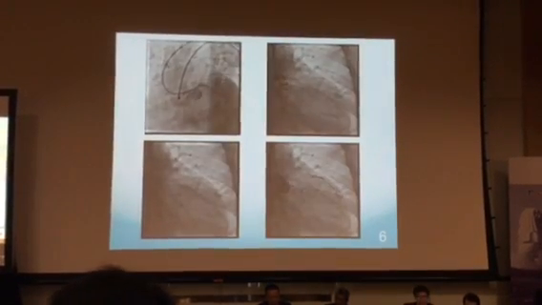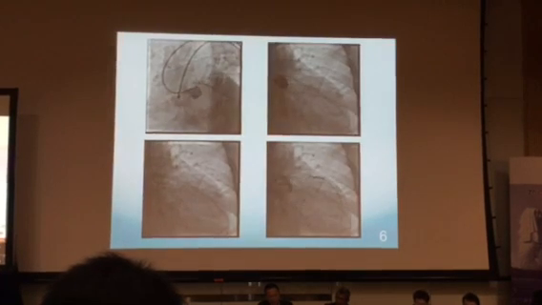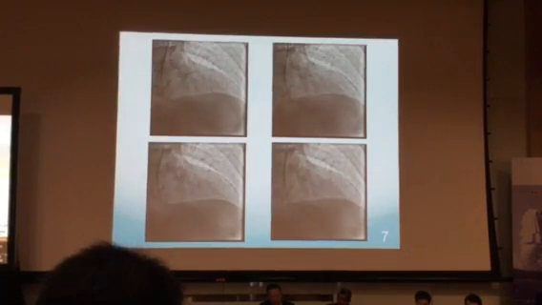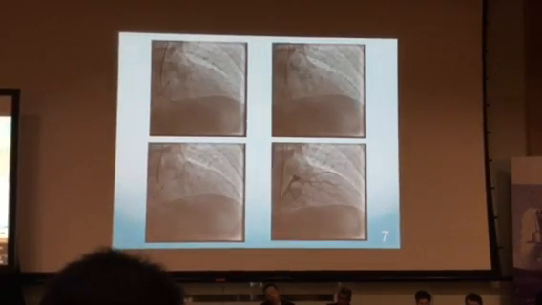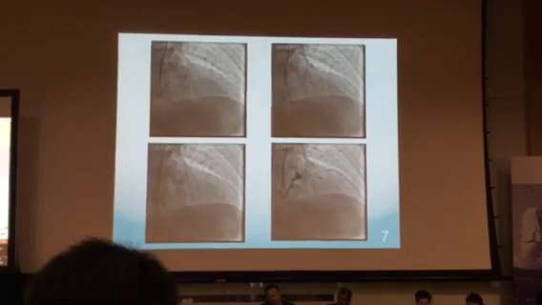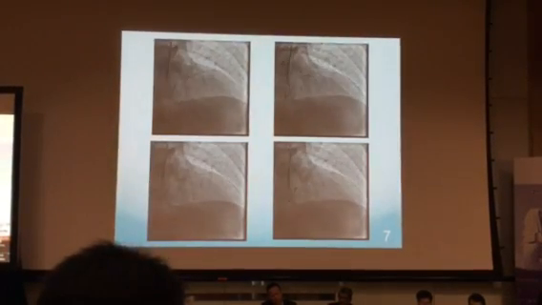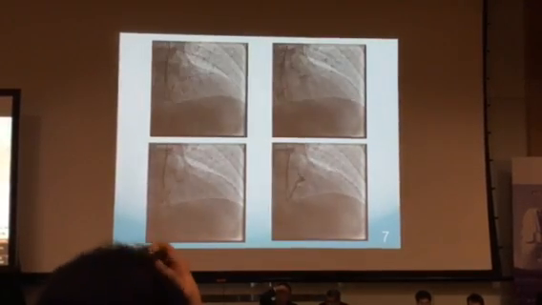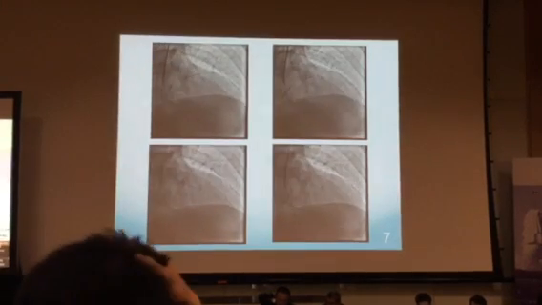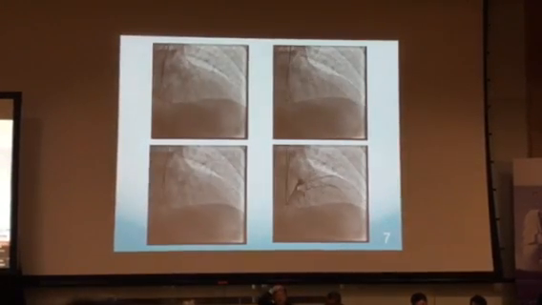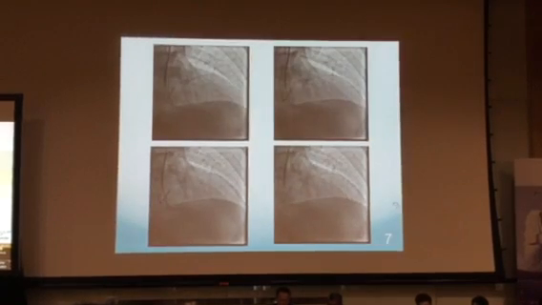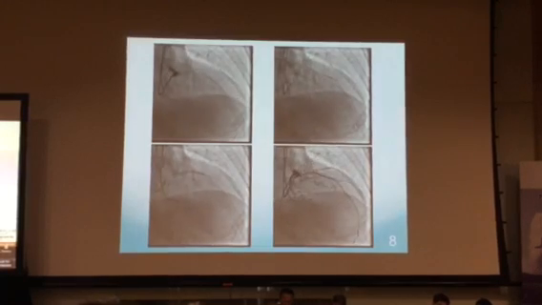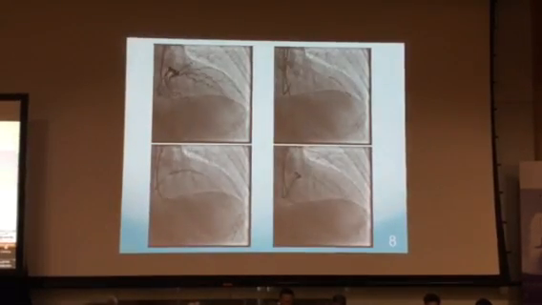In this case, the wire went through to the diagonal, and I did ballooning just at the bifurcation of the LAD and diagonal to do a plaque modification. Hopefully by plaque modification we can see flow in the LAD. I'm lucky because after plaque modification, we can see very good flow of the LAD. The next procedure should be ballooning and putting a stent there.